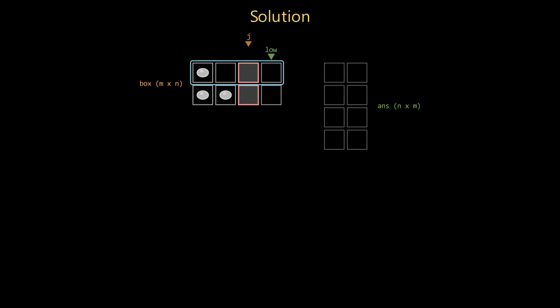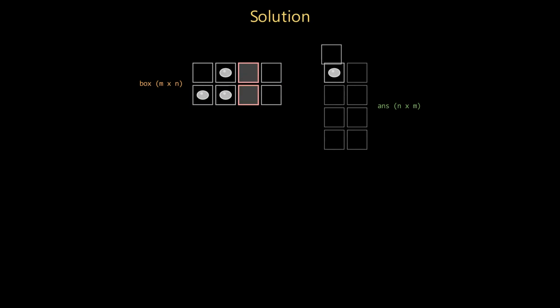Column 3 is empty. Move J left. Column 2 is a wall. Reset low to column 1. Column 1 is empty. Move J left. Column 0 is a stone. Slide it to low, then move low left. Row 1 is the same pointer logic and is already packed, so we skip the detailed trace.